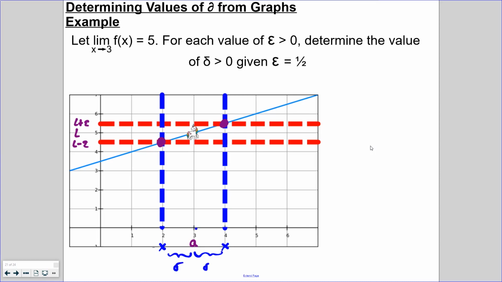And we can see that from 3 to 4 it's going to be a value of 1. From 3 to 2 it's going to be a value of 1. So therefore, when epsilon is equal to 1/2 in this particular limit, delta would be equal to 1. And this information would kind of allow us to prove that particular limit. It wouldn't really, because again, 1/2 and 1 are super large numbers. But again, we're choosing those on purpose.